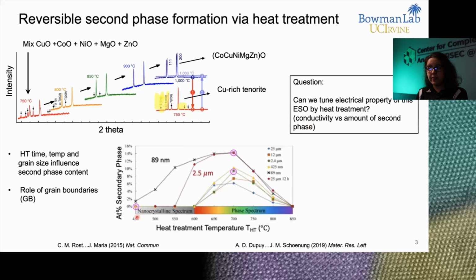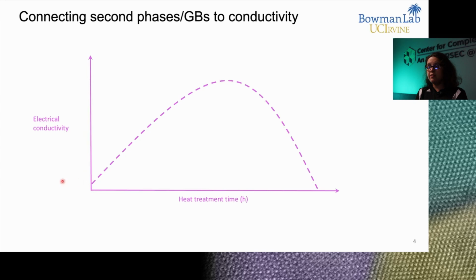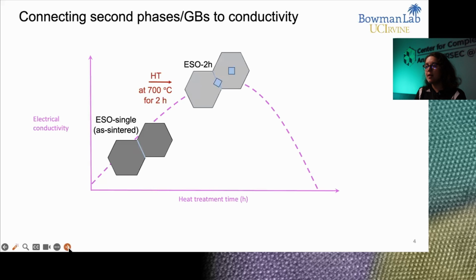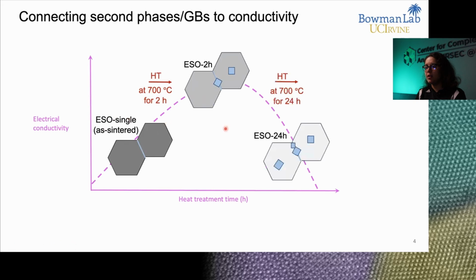We have a single phase material, as-sintered ESO with no secondary phases. We also picked a material that was heat treated for 2 hours and one heat treated for 24 hours. We look at the evolution of electrical conductivity of these materials as a function of heat treatment hours. We have an as-sintered ESO sample, and we expect to look at its structure and morphology, and then go to our second sample, a 2-hour heat treated at 700 degrees C. That's the temperature we picked in this case. And then we go to our third sample, which we call ESO 24, heat treated at the same temperature, 700 degrees C, for 24 hours.